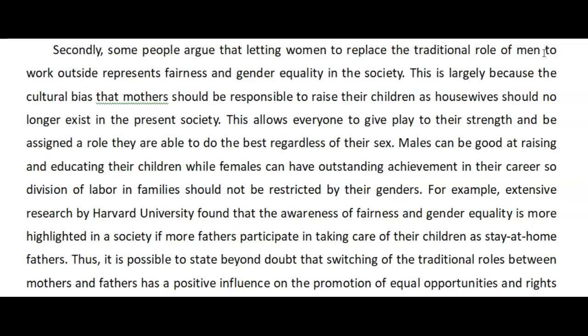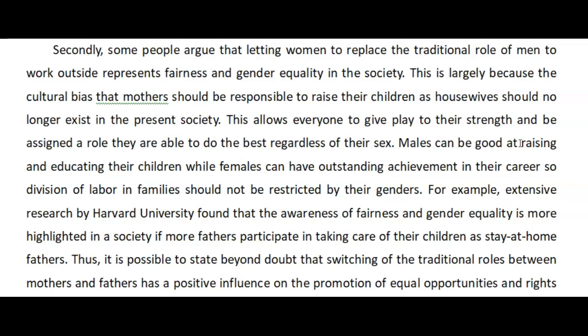This is largely because the cultural bias that mothers should be responsible to raise their children as housewives should no longer exist in the present society. This allows everyone to give play to their strengths, and be assigned a role. They are able to do the best regardless of their sex. Males can be good at raising and educating their children, while females can have outstanding achievement in their careers, so division of labor and families should not be restricted by their genders.